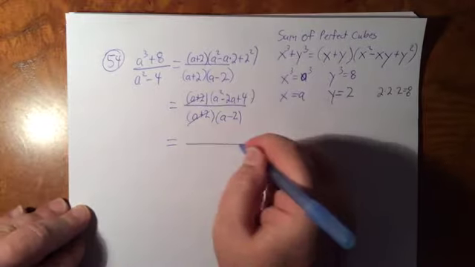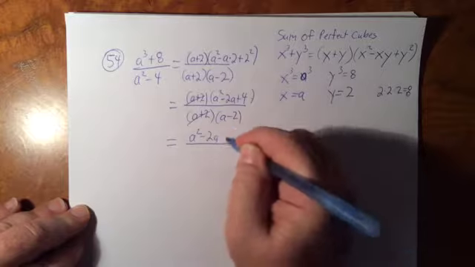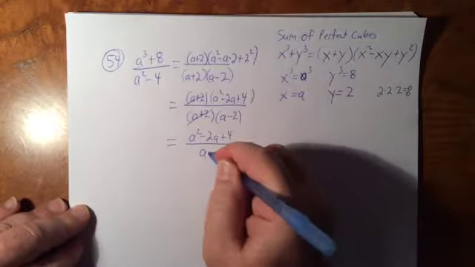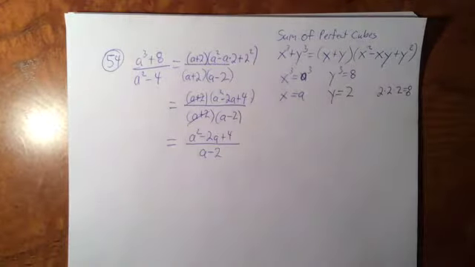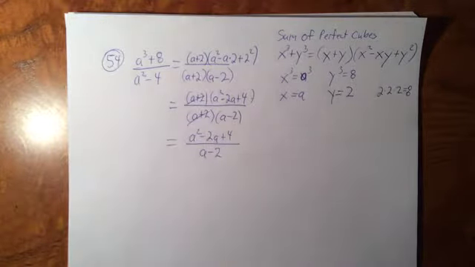And we are left with the final answer of (a squared minus 2a plus 4) over (a minus 2). And that is the answer in simplest form for the following rational expression.